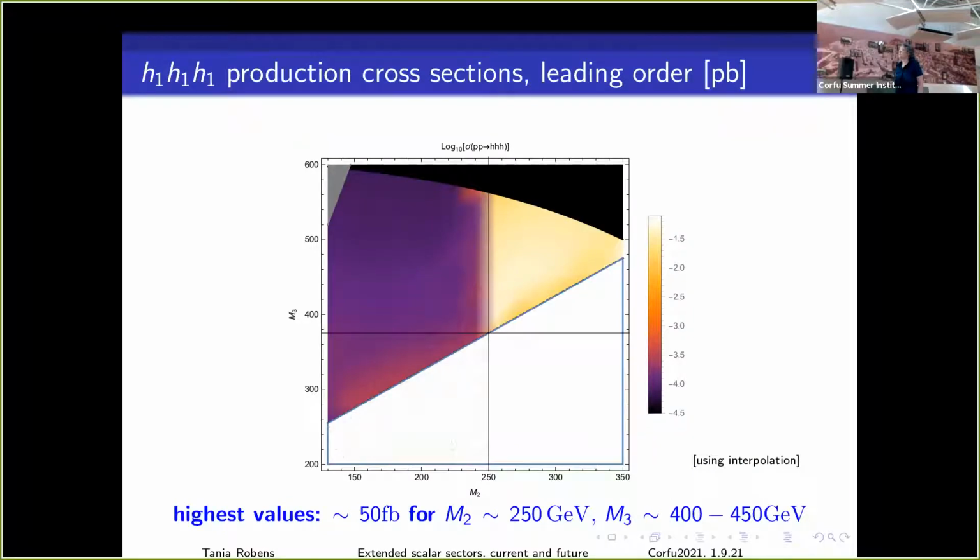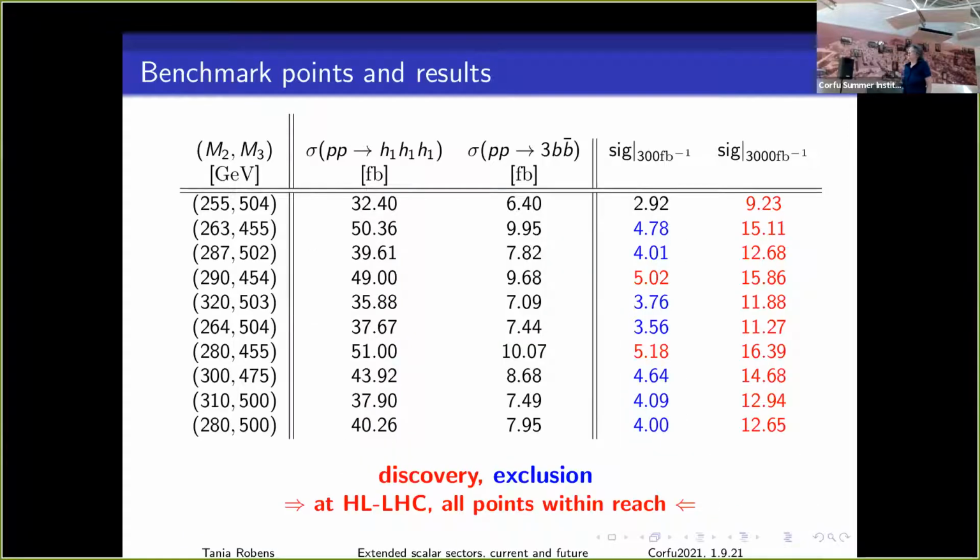These are the production cross-sections here for this triple 125 final state, going up to, let's say, 50, 60 femtobarn. Maybe you cannot read it so well here, I apologize, but what is important is that as soon as this M2 is above 250, you have large cross-sections, and below it's basically impossible. We did some detailed analysis, I won't bother you with this.